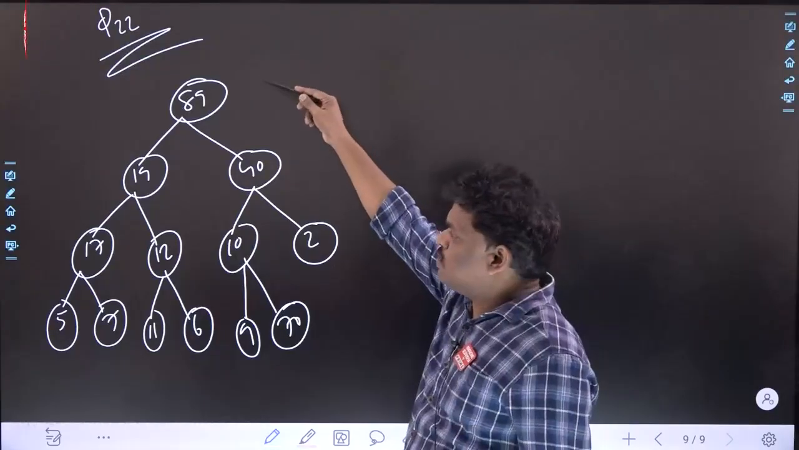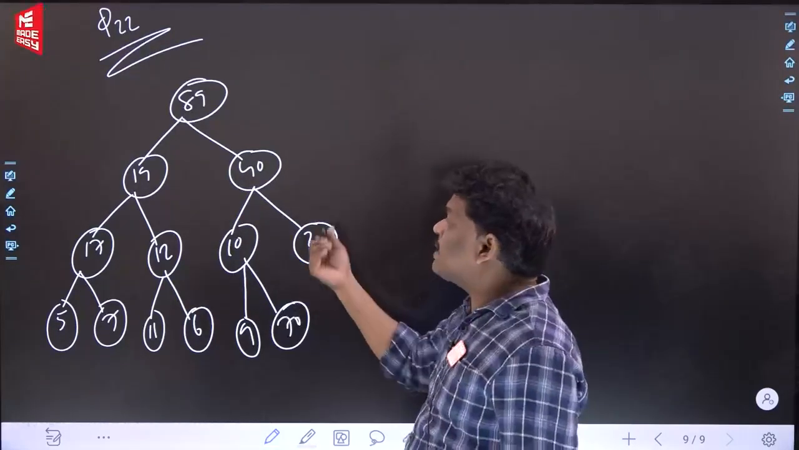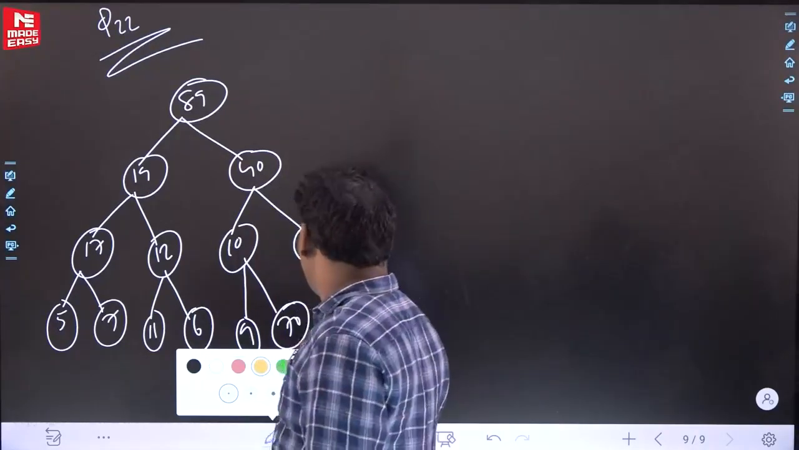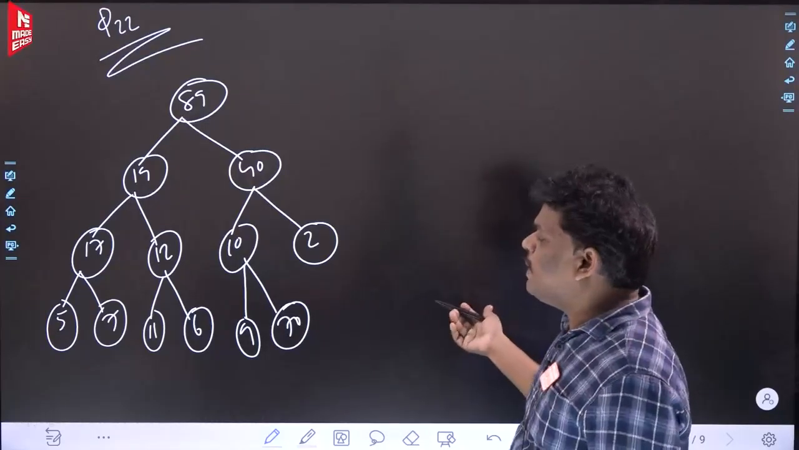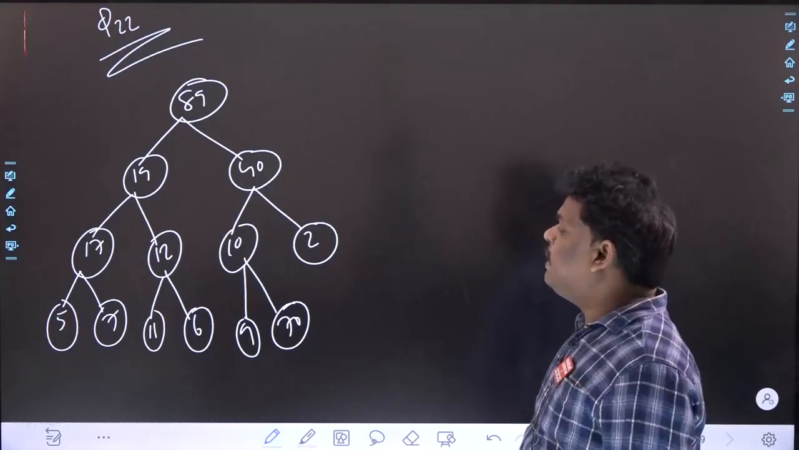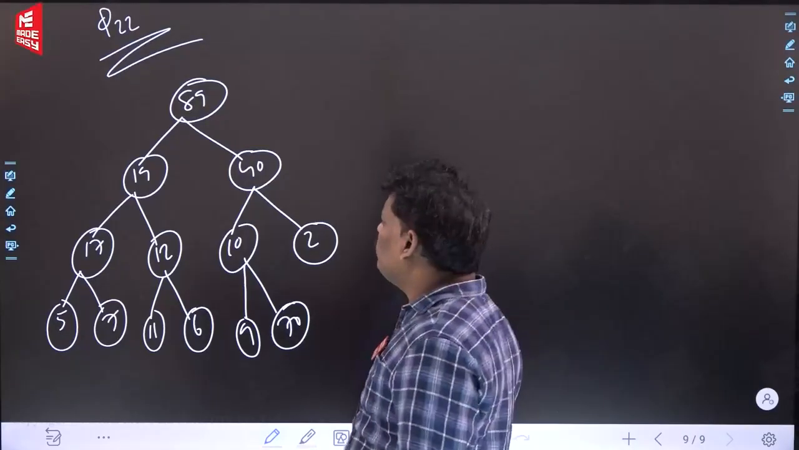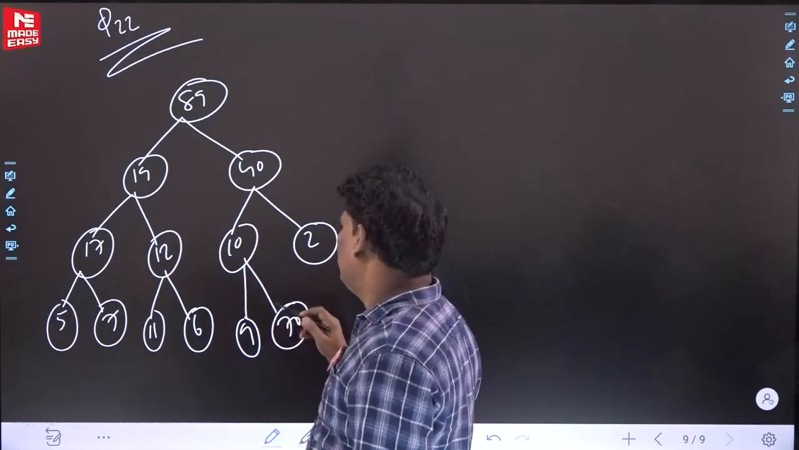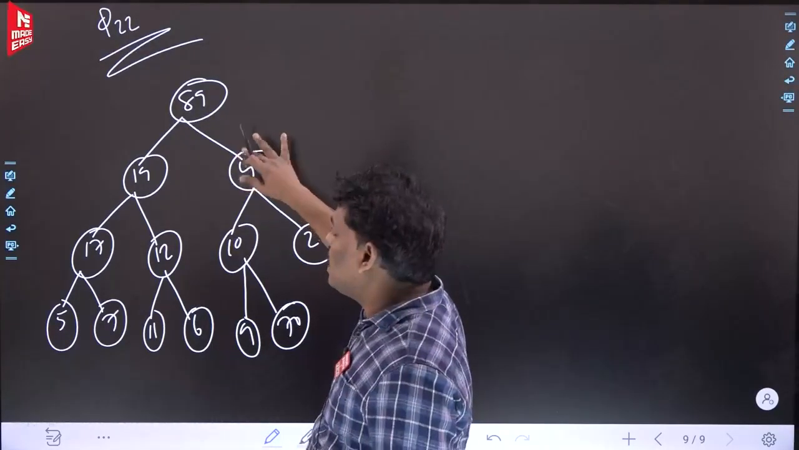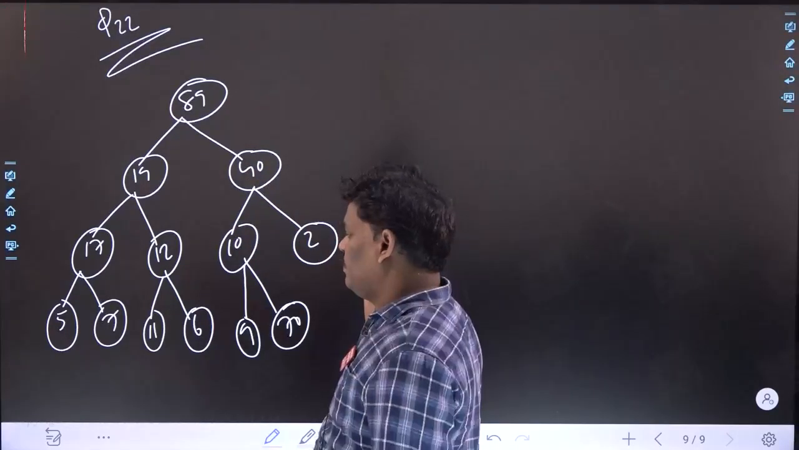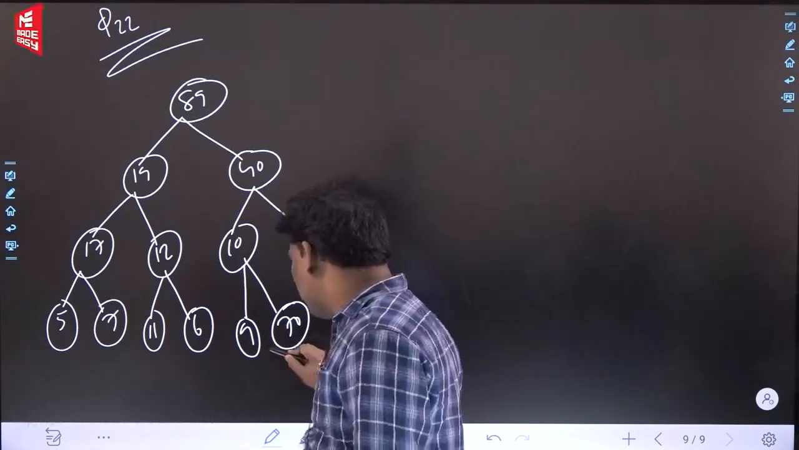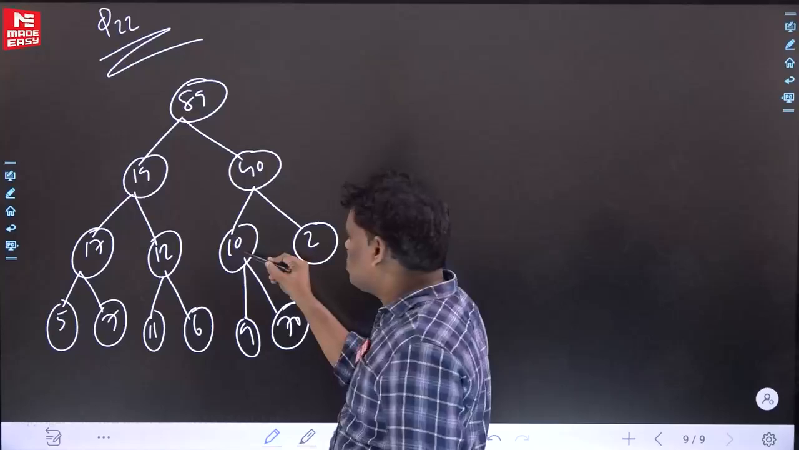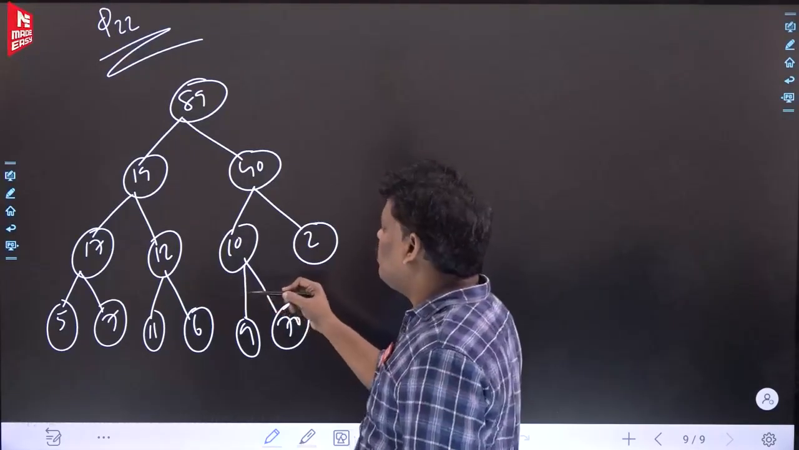Question number 22. To convert this binary tree into a max heap tree, what is the minimum number of interchanges required? I think what you will do is apply the build heap method. The build heap method does everything at a time. The build heap method starts from the first non-leaf node. These are the leaf nodes, this is also a leaf. This is the first non-leaf. From here onwards, apply the max heapify procedure.